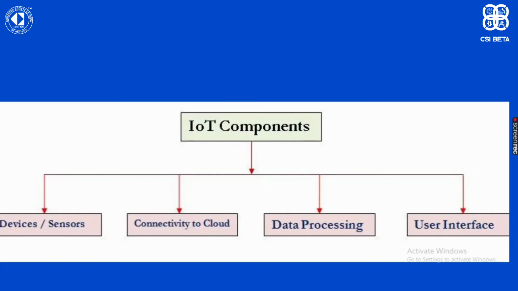Once the data reaches the cloud, then data processing takes place. Once the data gets to the cloud, software performs some kind of processes on it, and then an output will be sent to the user interface. That may be information to the user, and that could be an alert or something.